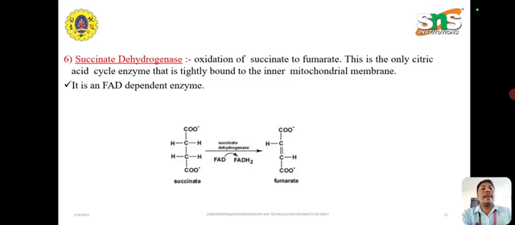Then step 6, succinate dehydrogenase, that is oxidation of succinate to fumarate. This is the only citric acid cycle enzyme that is tightly bound to the inner mitochondrial membrane. So with the help of that enzyme, this conversion of succinate to fumarate occurs, that is FAD is converted into FADH2 with the help of the enzyme called succinate dehydrogenase.